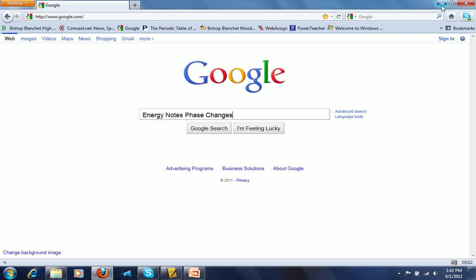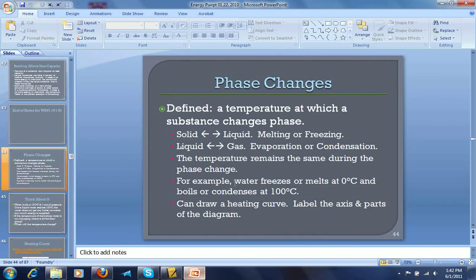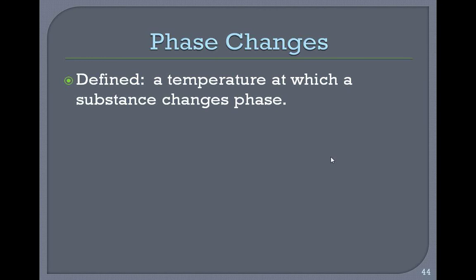These notes are for energy, and they start at phase changes, and this is for worksheet 1, the back of it, which are the phase change problems. So what is a phase change? A phase change is defined as a temperature at which a substance changes phase.